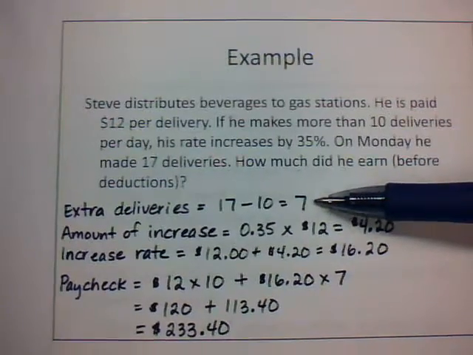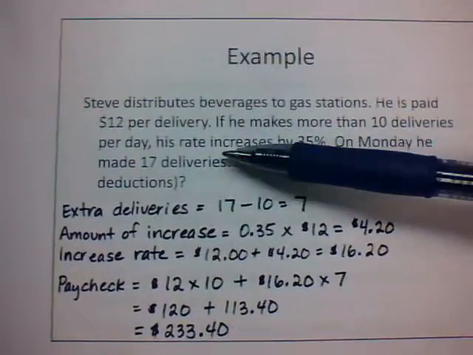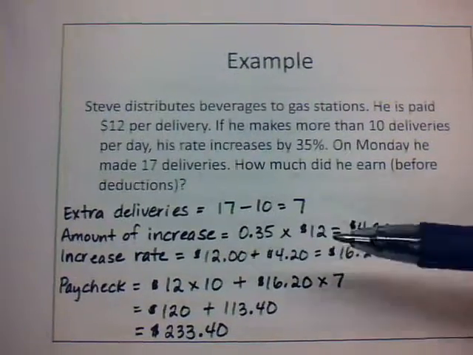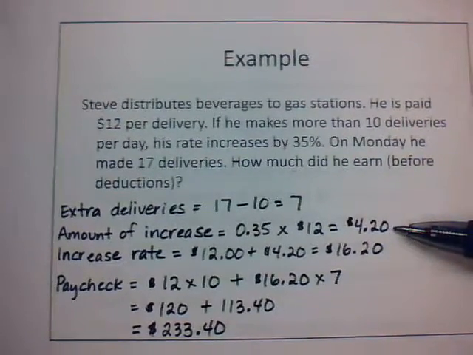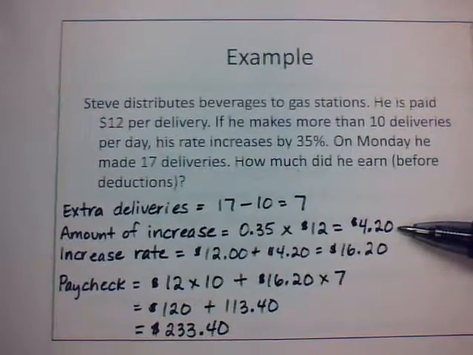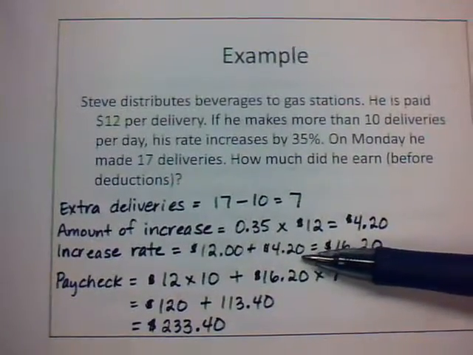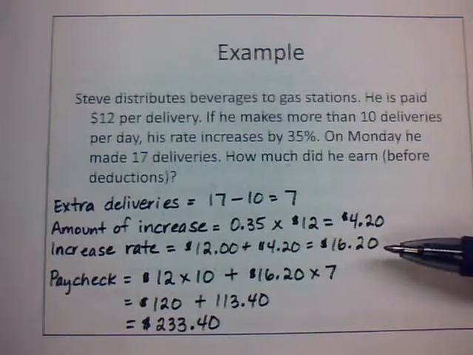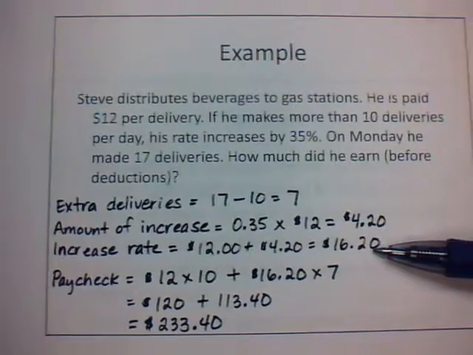Now let's find out what the amount of his increase is going to be. He's going to get 35% of $12 per delivery, so it'll be 0.35 as a decimal times the $12. He'll get $4.20. So that means his increased rate will be the $12 plus the $4.20, which would give him $16.20. So for those 7 deliveries, he will get $16.20.